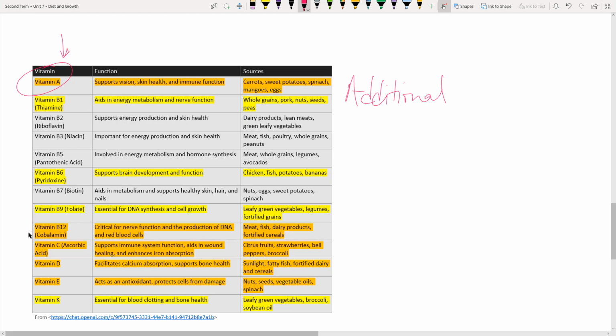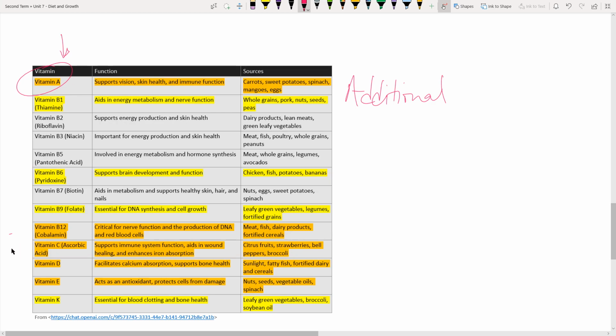Then we have vitamin B12, which is cobalamin, right? It is critical for nerve functions, right? For our brains to function and production of DNA and red blood cells. So without this, our body is not going to be functioning properly, right? Protein absorption won't be possible, so your body won't be able to heal or have more blood generation, blood recycling in the body. So the possible sources are meat, fish, dairy products, fortified cereals, right?